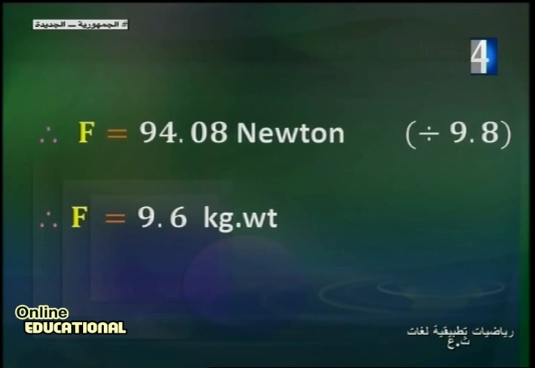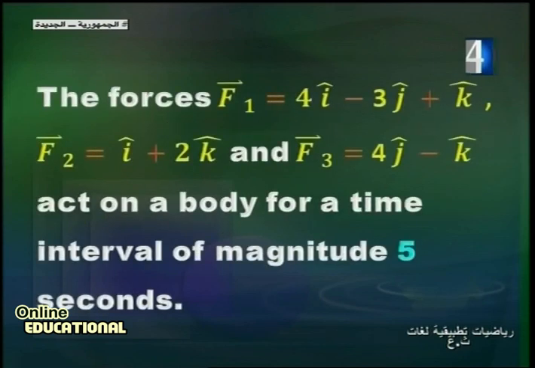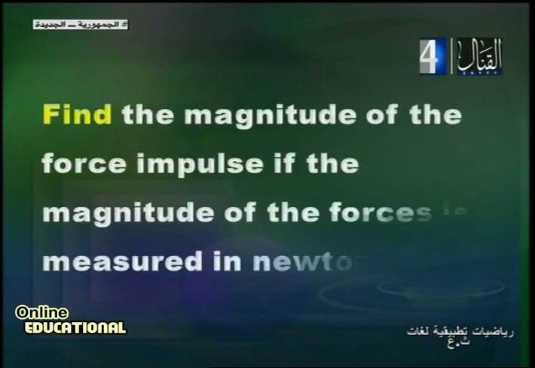Another exercise. The forces vector F1 equals 4i minus 3j plus k, vector F2 equals i plus 2k, and vector F3 equals 4j minus k act on a body for a time interval of magnitude 5 seconds. Find the magnitude of the force impulse if the magnitude of the forces is measured in Newton unit.